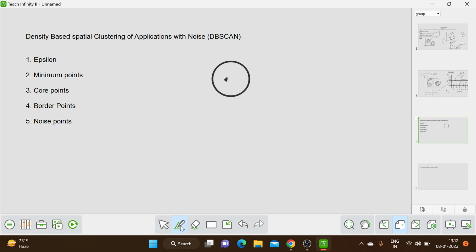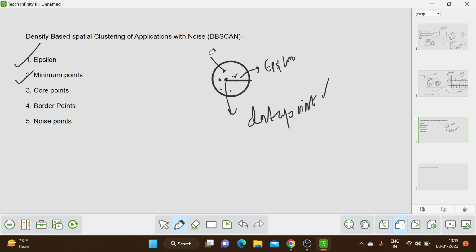Okay, I draw a circle, and this radius is called my epsilon. This is my data point. What is the epsilon? The radius. If you try to draw a circle, epsilon is clear. Next, minimum points. If this is my data point, these are the points here. So these are my minimum points. This is my parameter.